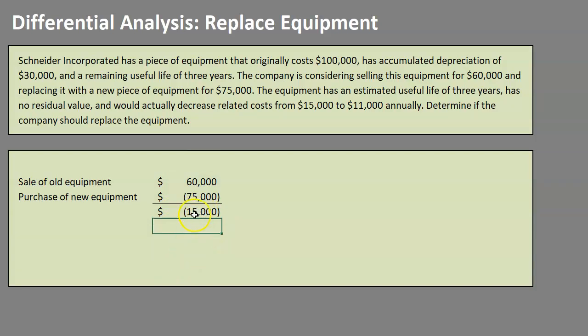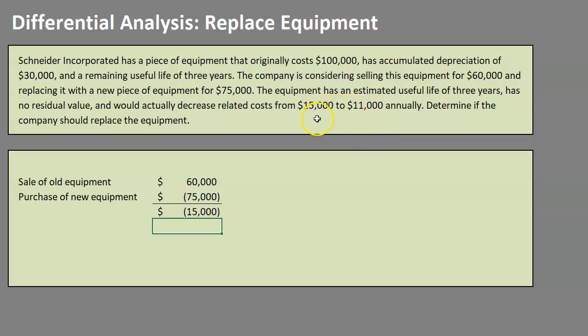So essentially, the cost savings that we incur for this machine must outweigh this net negative effect here. If it does not, then we should not be purchasing this piece of equipment. So let's take a look at those cost savings. It tells us that the equipment has an estimated useful life of 3 years, no residual value, and would actually decrease related costs from $15,000 to $11,000. So notice how it's decreasing costs. That's cost savings. We like to save money.